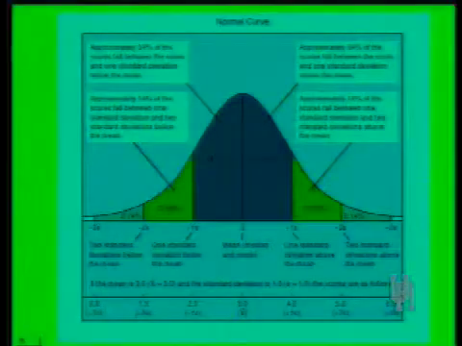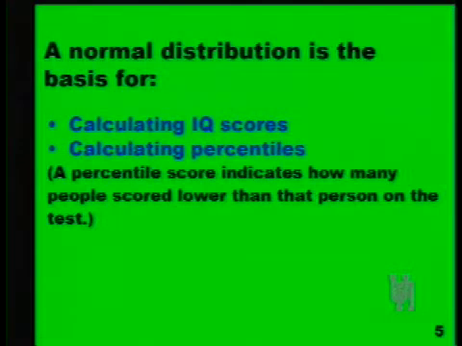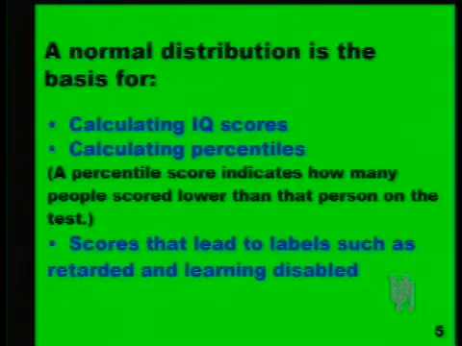Now, let's go back to the PowerPoint. These tests, remember, none of this works unless you have a normal distribution. So a normal distribution is the basis for calculating IQ scores, for calculating percentiles. A percentile score indicates how many people scored lower than that person on the test. We'll get to that in a second. And it gives you the scores that lead to the labels such as retarded and learning disabled. Okay, stay on here.